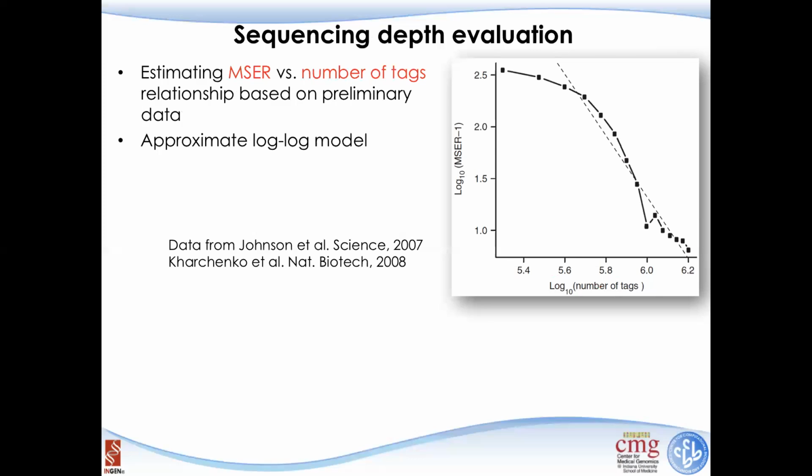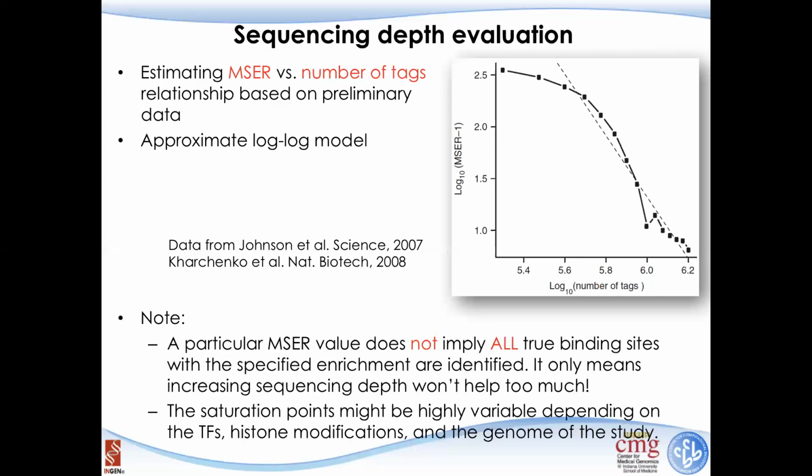So what does that mean? If we want to see a minimum twofold change, so we have a 0 here, then we need this number of sequences. If we need a threefold change, like 2 minus 1 is 2, probably we need this number of reads. So yeah, it's a beautiful evaluation, but still I have to say a particular value cannot imply all true binding sites. Probably we can never get all true binding sites with a specific enrichment.